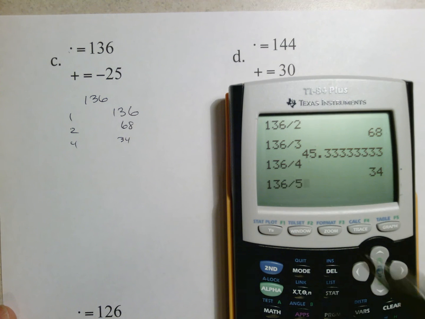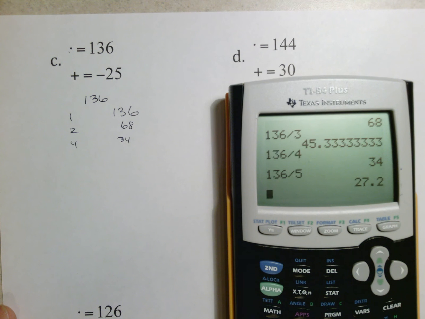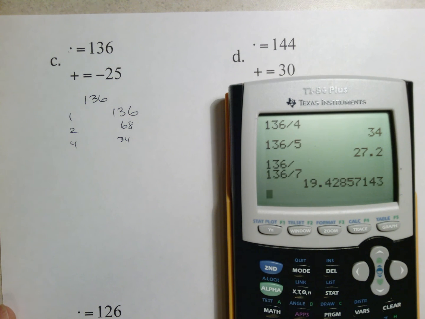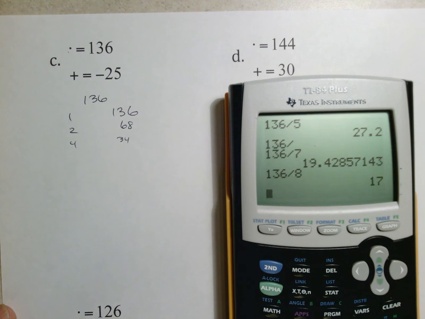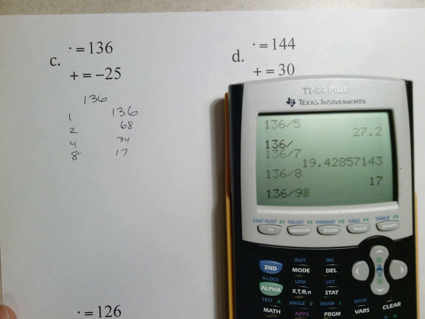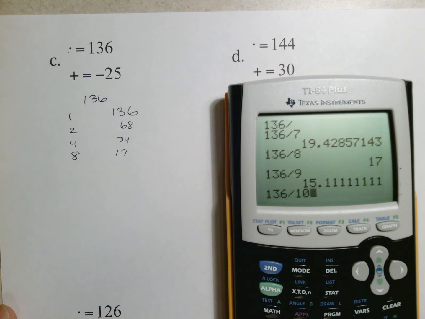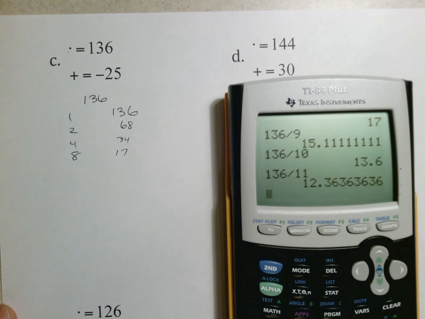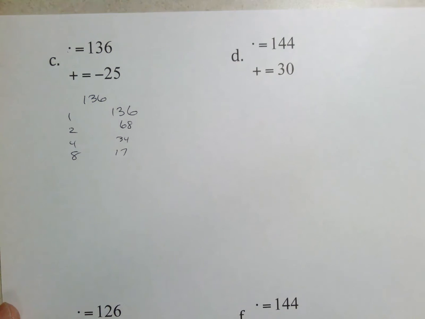136 divided by 5 shouldn't work, because if it's divisible by 5, it should end in a 0 or a 5. 136 divided by 7, oops, I guess it doesn't work like that. 136 divided by 7, nope. 136 divided by 8 makes 8 and 17. 136 divided by 9, no. 136 divided by 10, I don't think so. It should end in a 0. 136 divided by 11. And again, notice you have an answer of 12, which means more than likely dividing by 12 is going to give me an answer that's smaller, which tells me we can stop here.